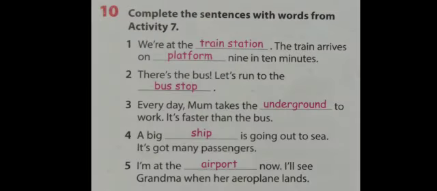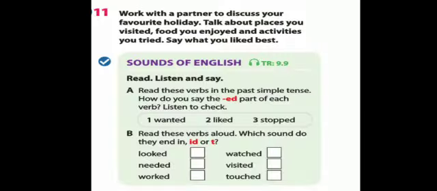Please check your answers. Number 1, train station and platform. 2, bus stop. 3, underground. 4, ship. Number 5, airport. Now, let's move to sounds of English.